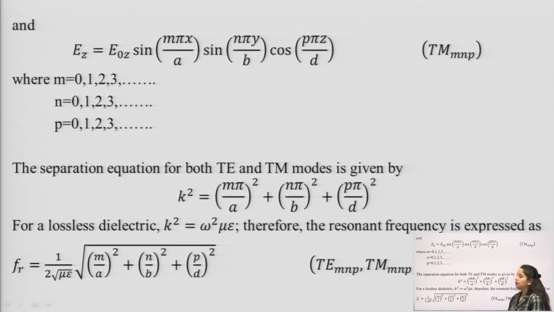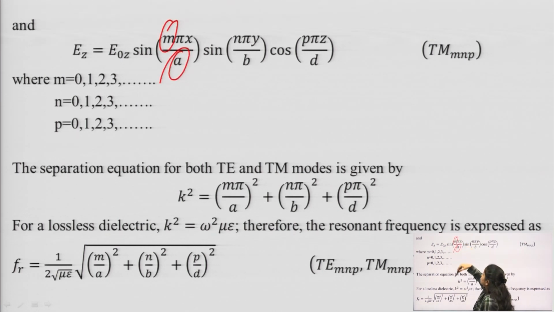Now, similarly, the expression of the electric field for the rectangular resonant cavity is Ez equal to E0z sin(mπx/a) sin(nπy/b) cos(pπz/d). The values are almost the same: m is the periodicity in x with dimension a in x, n the periodicity in y with dimension b in y, and p the periodicity in z with dimension d in z.